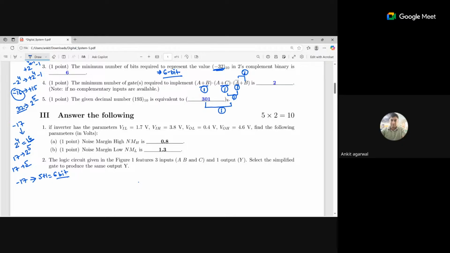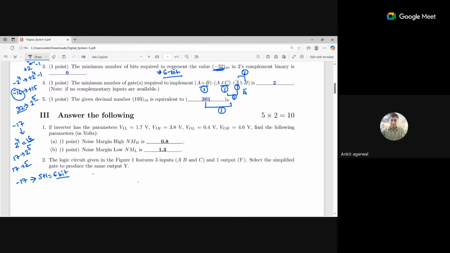Okay, if we directly implement that one without any simplification, we require 6 gates: one inverter for A bar, 3 OR gates, and 2 AND gates. First it will be ANDing the two terms, then the answer will be ANDed with the third one. So that's why 6 gates.